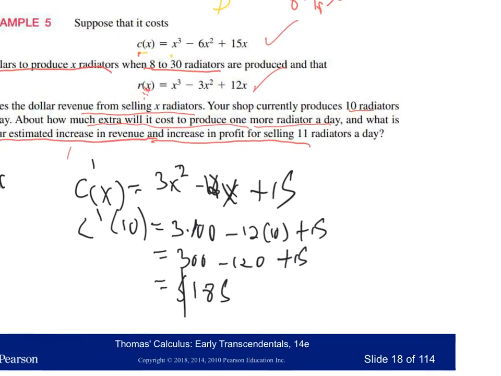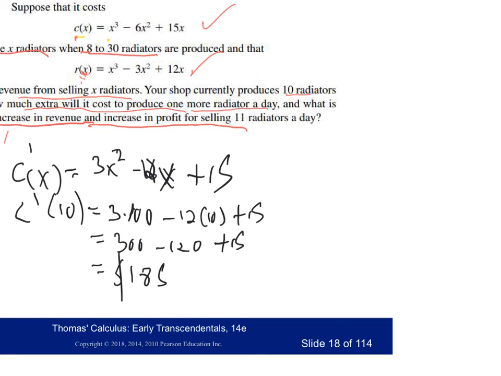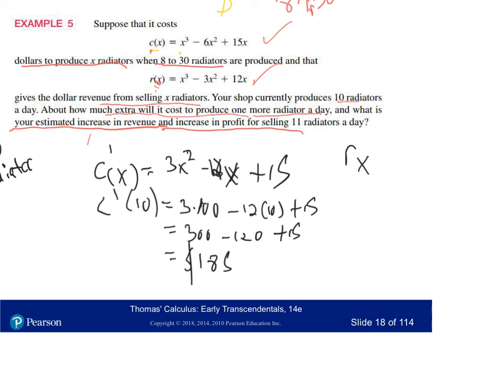Let's talk about the revenue. How much money am I going to bring in? R of x is right here. But since I'm adding one extra per day, I've got to find the marginal revenue. So R prime of x, hopefully I do the derivative correctly because I almost messed up right here. 3x squared minus 6x plus 12.